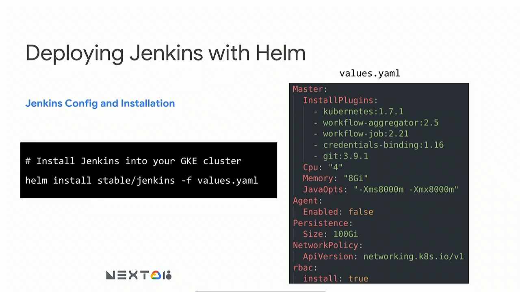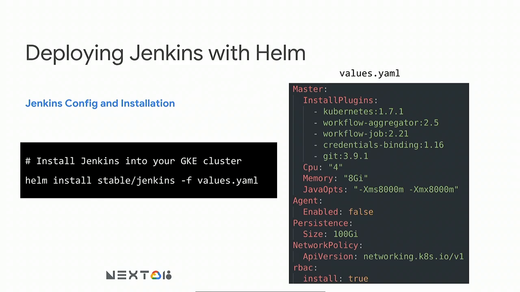I have a list of plugins. I have some CPU and memory configuration. And I have some Java opts. Who knows what people are going to throw in there, but that always comes up. The next thing that I do is I disable the default agent configuration, because I want my developers in their Jenkinsfiles to define this. And I'll show how this is possible later.